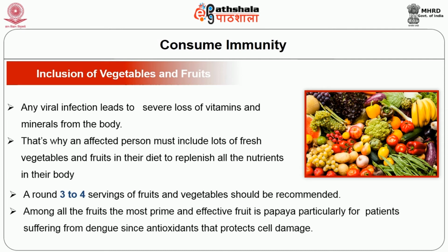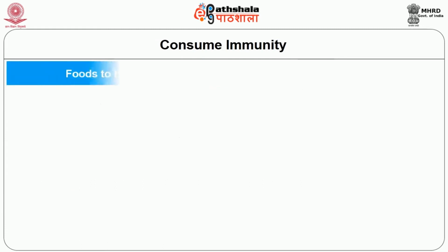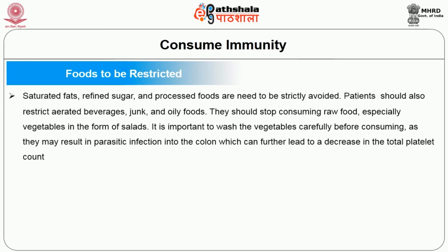Among all the fruits, the most prime and effective fruit is papaya, particularly for patients suffering from dengue, since it has antioxidants that protect against cell damage. Foods to be restricted: the foods which must not be taken during any viral infection are saturated fats, refined sugars, and processed foods, which need to be strictly avoided. Patients should also restrict aerated beverages, junk and oily foods.